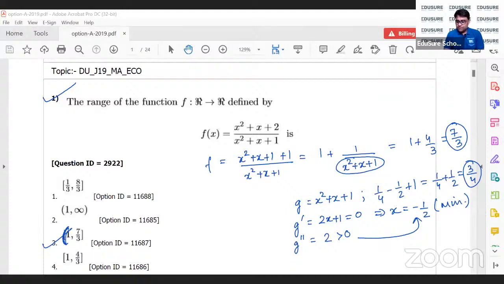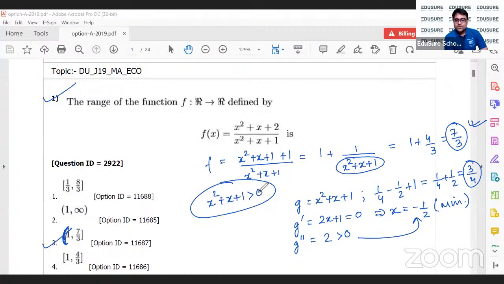Why is that? Because I know that the maximum value is 7/3. Minimum value: x square plus x plus 1 will always be positive. Hamesha, whatever value of x that you take, this expression will always be positive. So 1 by this will always be a positive fraction. X square plus x plus 1 will always be positive 100% of the time. You can put in any value and see.